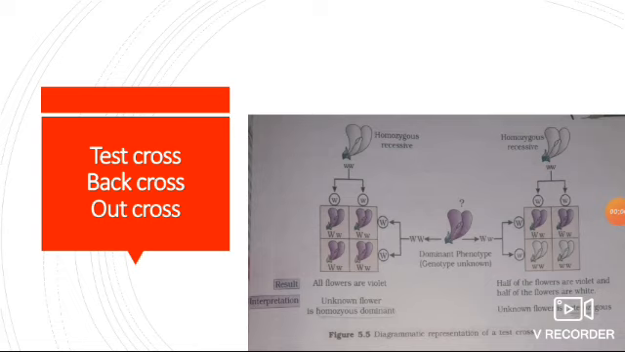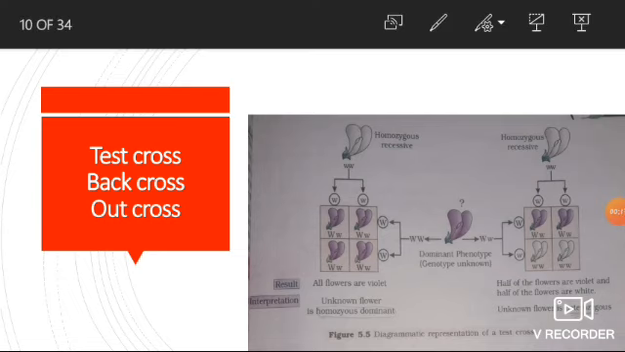In this video, we will learn about back cross, test cross and out cross. Now let's get started with back cross. Back cross is a cross which is performed between a hybrid and one of its parents.